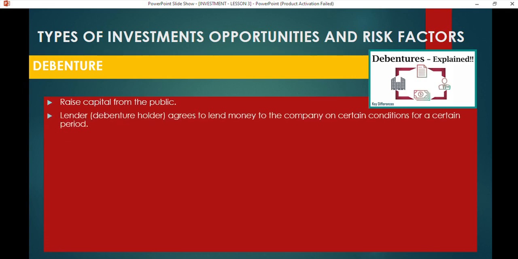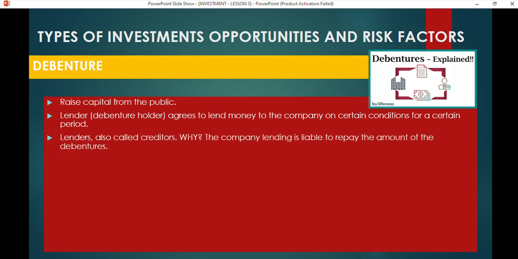Okay, so you as a lender agree to lend money to a company on certain conditions for a specific period of time. Okay, so you're investing, but you're lending the money to the company. You want your capital back plus interest. So it's almost like you agree on a specific period of time. So it's almost like a fixed deposit at the bank, but here you lend money to a company. Okay, so lenders are also called creditors. The reason being is the company borrowing is liable and they must repay the amount of the debentures.